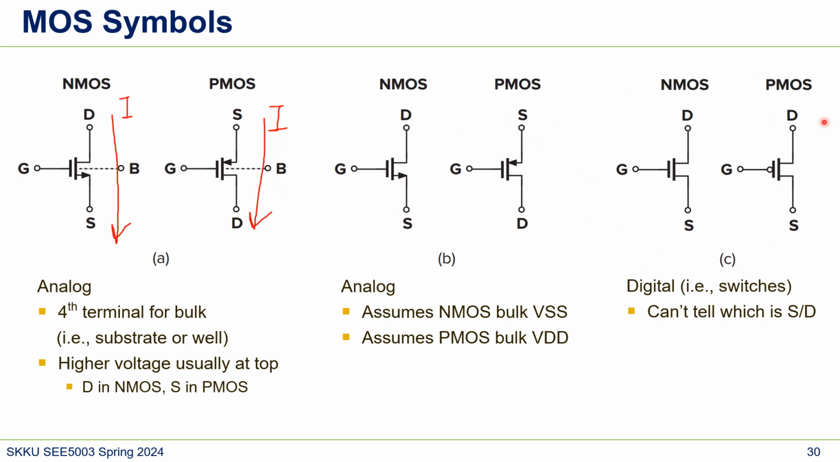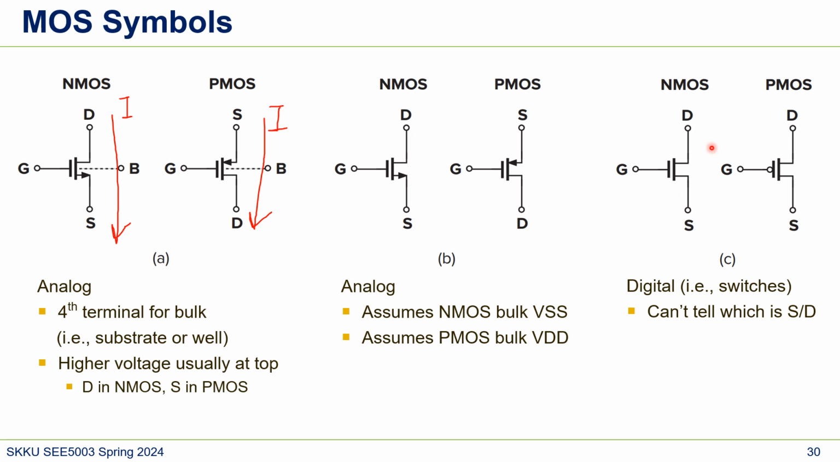How about digital? In digital, you see that there's no arrow, right? Here you see the arrow is on the source side. In NMOS the arrow is here, and in PMOS the arrow is here. The direction of the arrow goes this way because it represents the direction of current flow, so current is flowing from the drain to the source. But in digital, they don't have any arrow because in a digital circuit, the MOSFET simply operates as a switch.